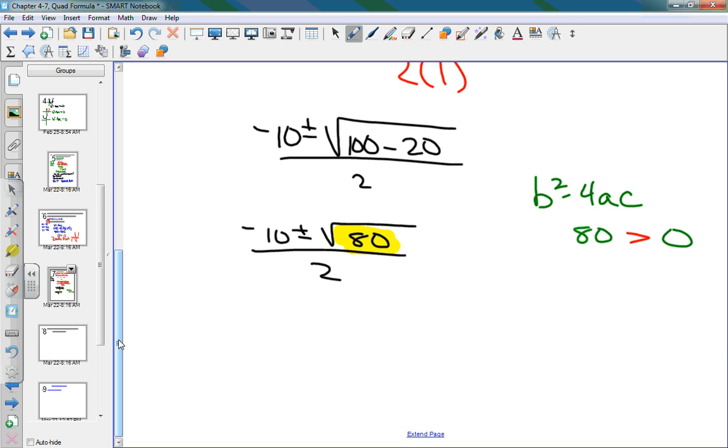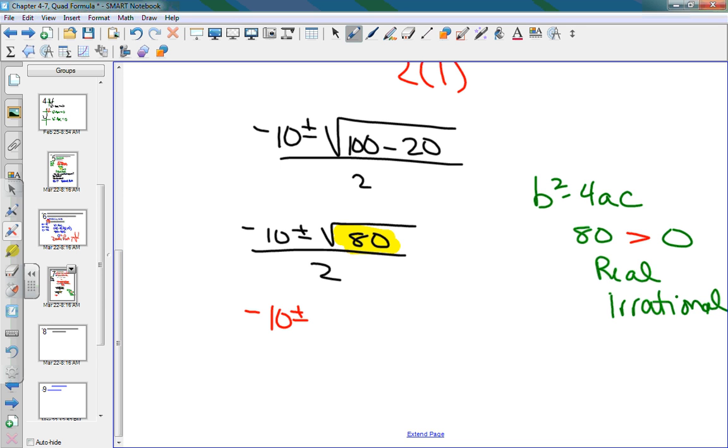Greater than 0, so I'm going to have real roots. And in this case, is 80 a perfect square? No, it is not, so therefore I'm going to have irrational roots, meaning I'm going to have a square root left over, aren't I? Since I'm going to have a square root left over, I need to go ahead and finish this and calculate it.